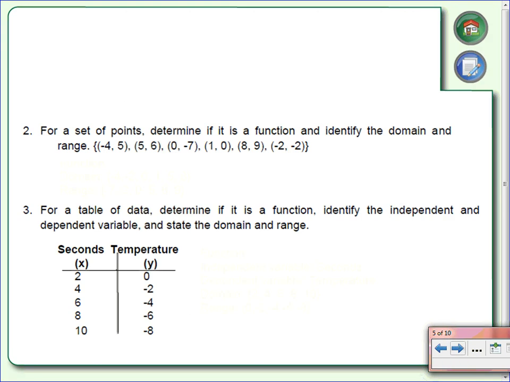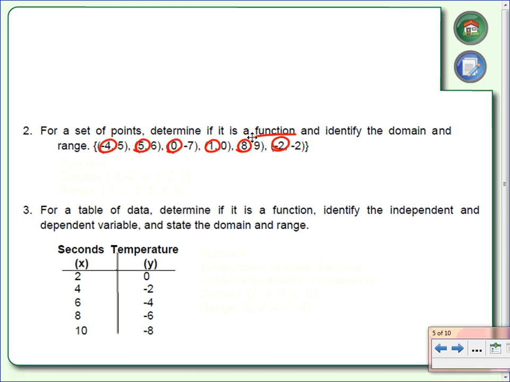For number 2, a couple of things. For number 2, for the set of points, which we have here, determine if it's a function. Let's go ahead and do that real quick here, guys. Do we have a function? Well, let's take a look at the x's. Let me circle them for you. There's the x's. Did any of the x's repeat themselves? No. So can I call this a function? Yes. So go ahead and put down yes. Yes, this is a function. There's the first part of the question. Yes, it's a function. And we know that because none of the x's are repeated.